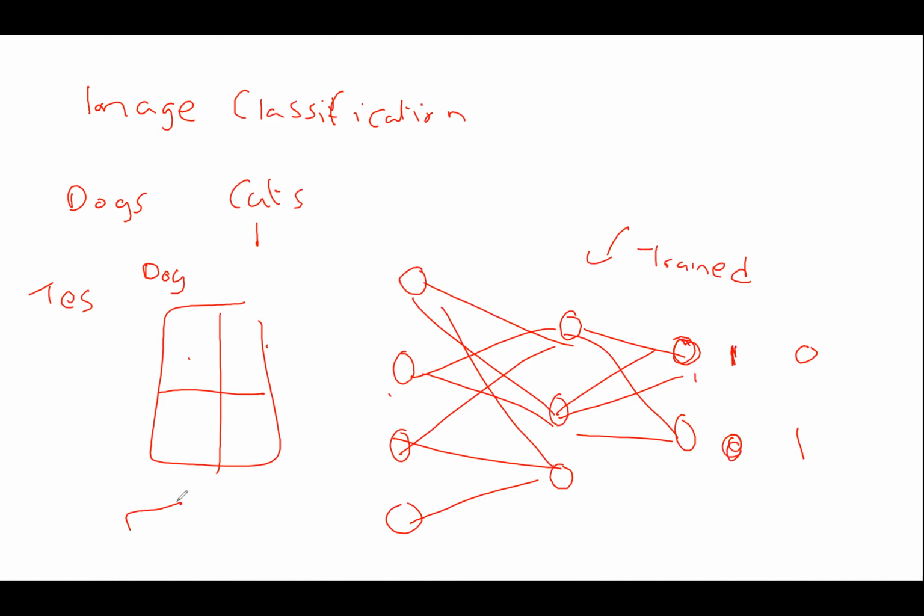Good. Now I give it a cat image. The output ideally should be 0 and 1, right? Because we have trained our weights such that when a dog image comes, the label should be 1 and 0, and when a cat image comes, the label should be 0 and 1. So I have a question. Let me ask this question again: is the output of the first image affecting the output of the second image somehow?